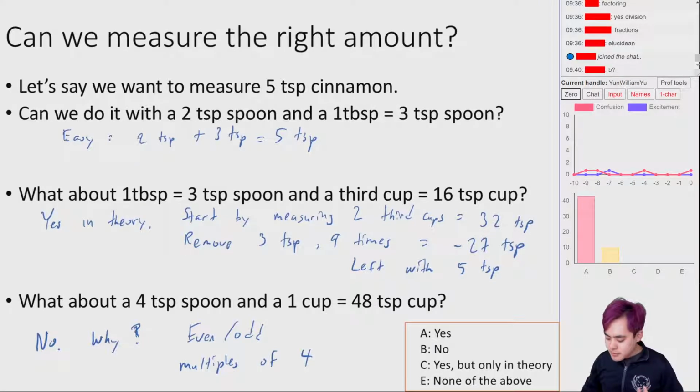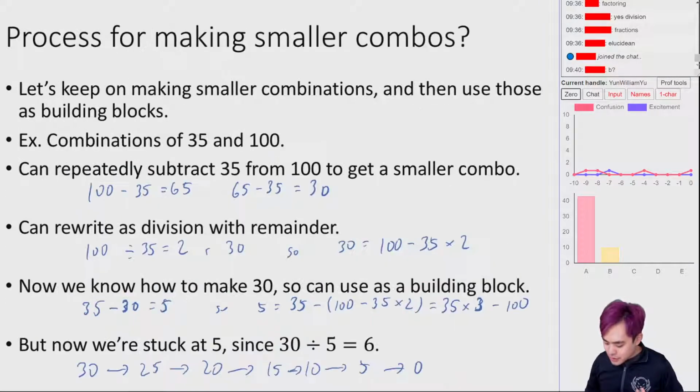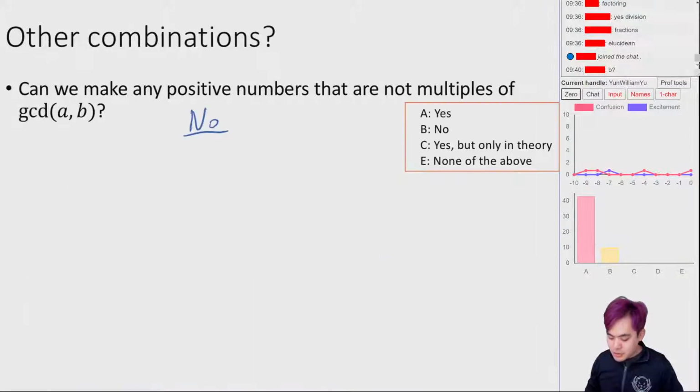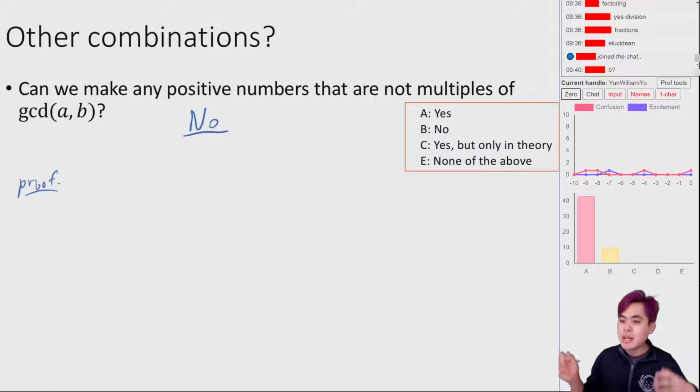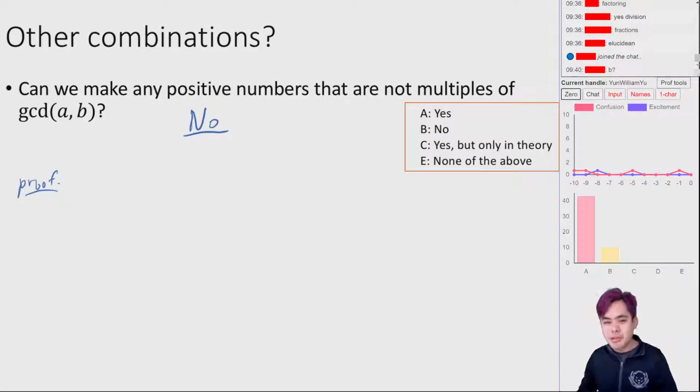Why is that? Oh wait, where was I? The process of making smaller combos, other combinations. And there's a very deep mathematical reason for this. So let's actually prove this. And by proof, all I mean is an argument. A proof is just a mathematical argument.